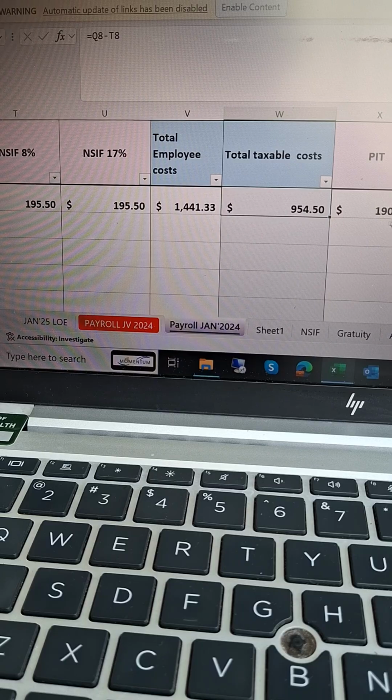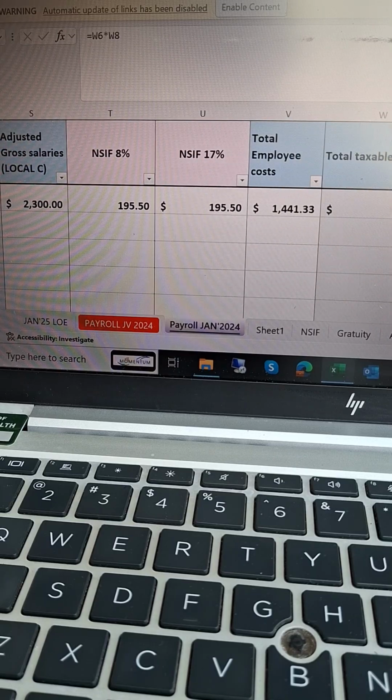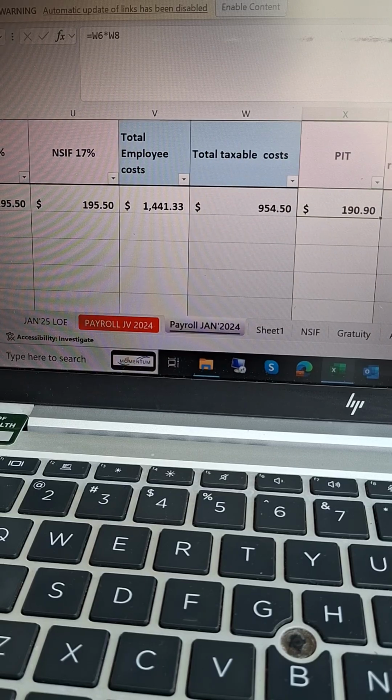W8 times taxable cost, the taxable rate is WRR. This depends on the countries. Other countries charge 10%, others 5%, others 15%, 30%, 20%. It depends on that percentage. All incomes are taxed in other countries, unless you get the waiver.